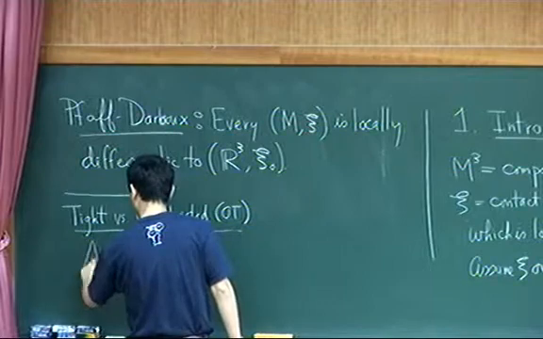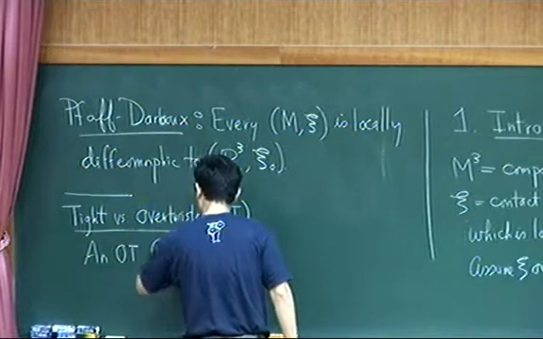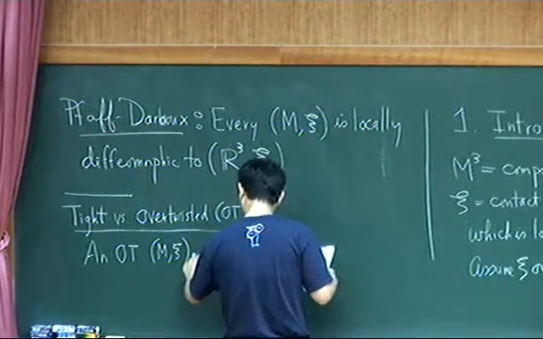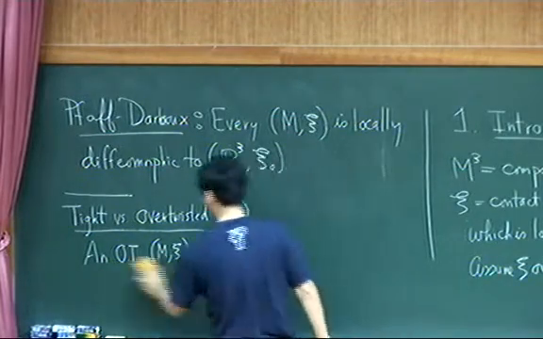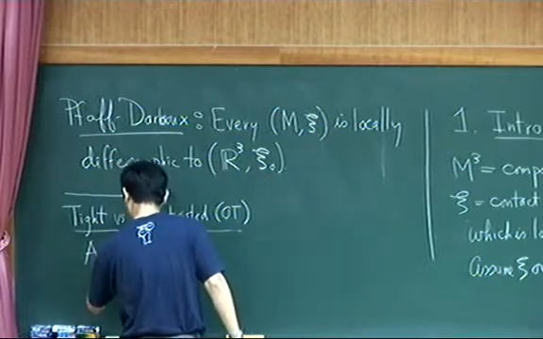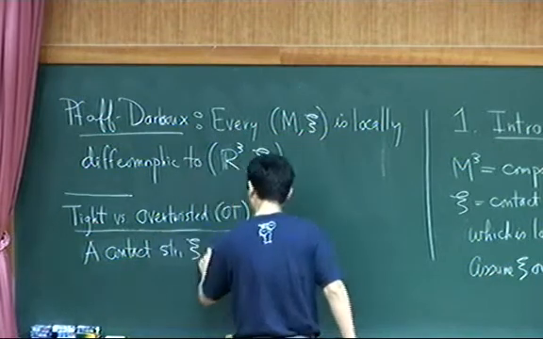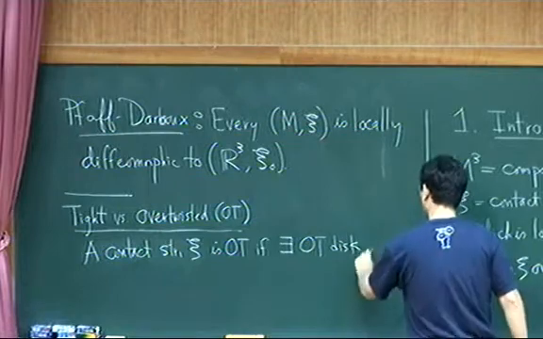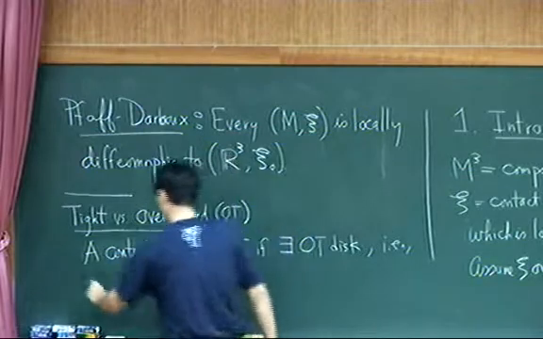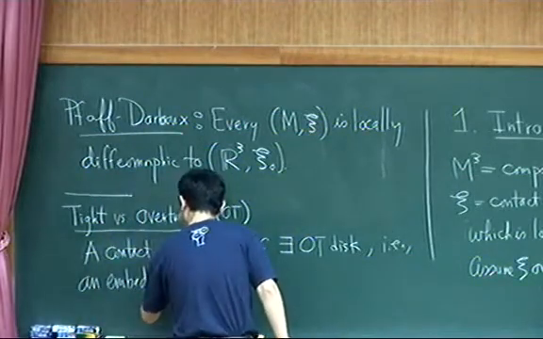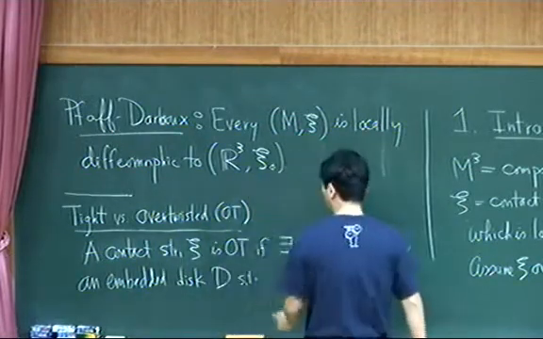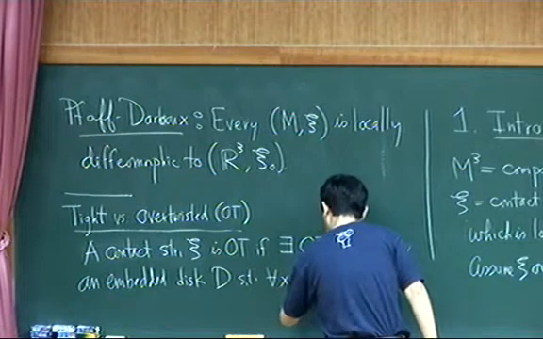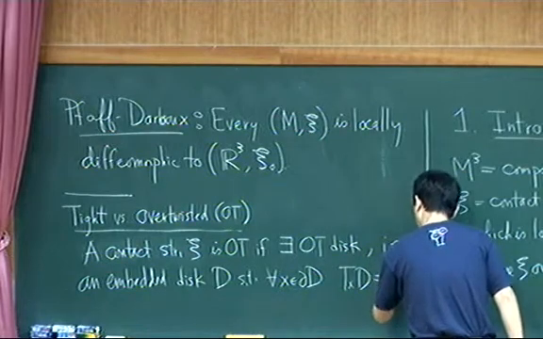An over-twisted contact manifold is one that contains an embedded disk, which is called an over-twisted disk. Let me rephrase. A contact structure C is over-twisted if there exists an over-twisted disk contained in it, and an over-twisted disk is an embedded disk D such that for all x in the boundary of D, the tangent space of D at x is equal to C at the point x.